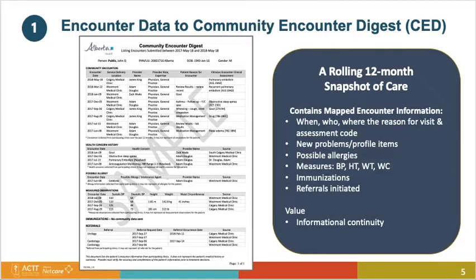The individual data elements that make up the CED were recommended by the Canadian Institute for Health Information and indicate when, where, who saw the patient, the reason the patient booked the encounter, and the provider assessment. Any new information documented in a designated map field gets shared, including a new problem or profile item, possible allergies, vitals, an immunization, and if a new referral was initiated. Before going live, participants are trained on what maps from their EMR and how to keep information from flowing to the CED.